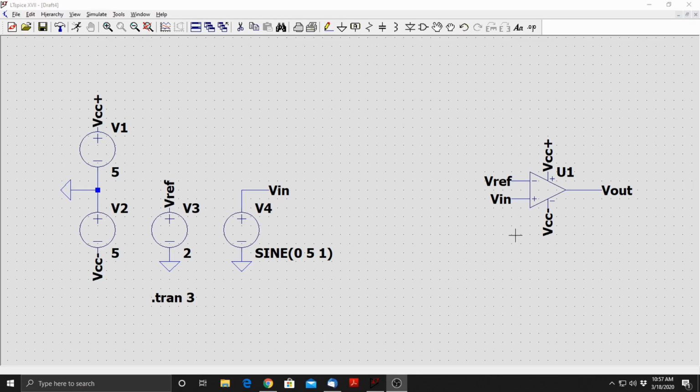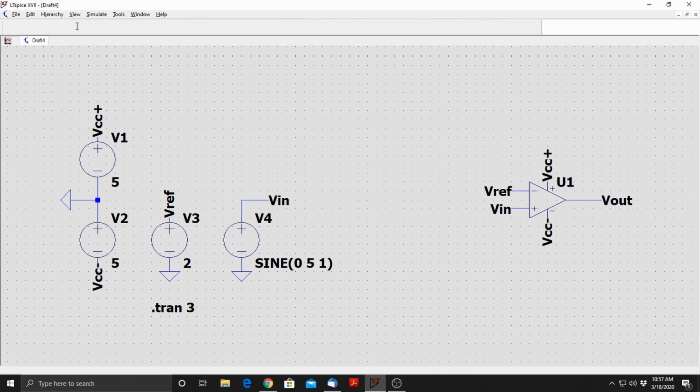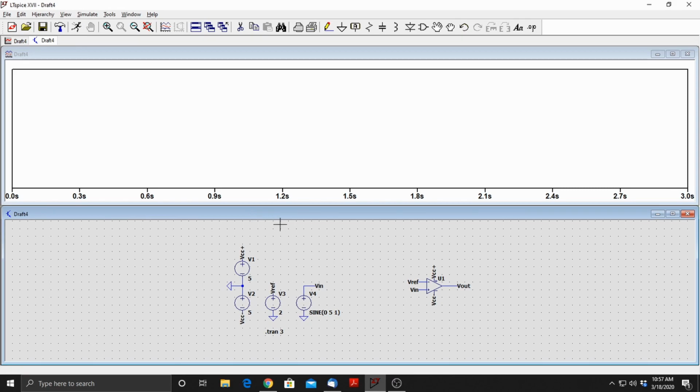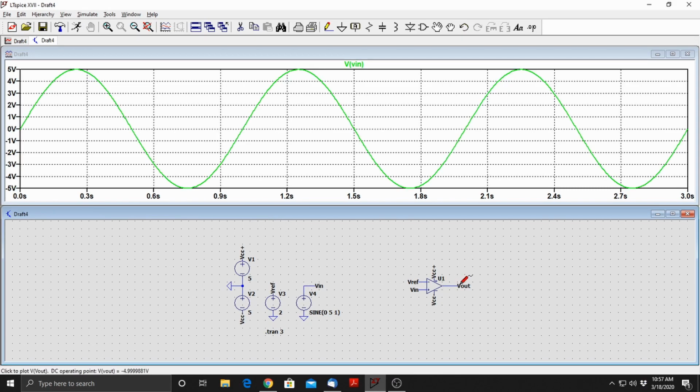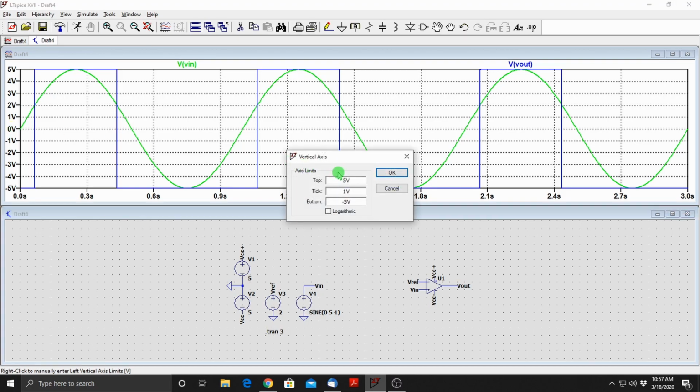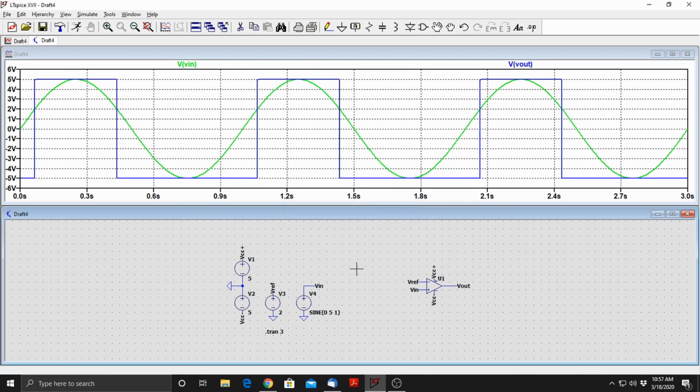So I'm going to go ahead and click the running man icon here, which will give me the plot to verify this operation. So I'm going to plot Vin and Vout on the same graph. I'm going to adjust my axis limits so that I can see more clearly that I'm actually hitting plus and minus 5 volts for my output, and that's exactly what I get.